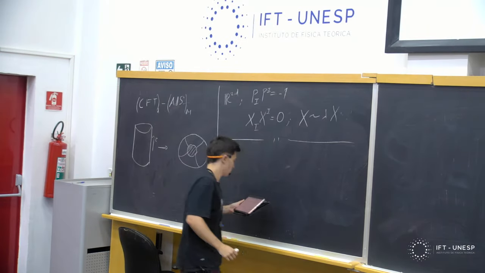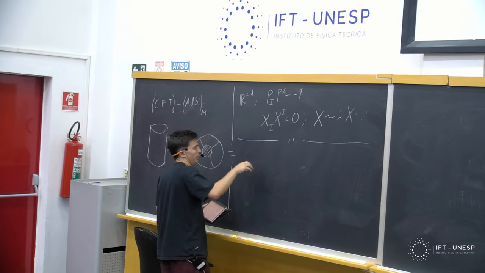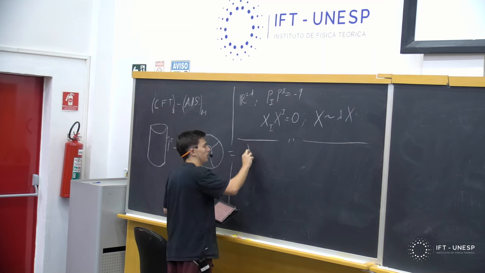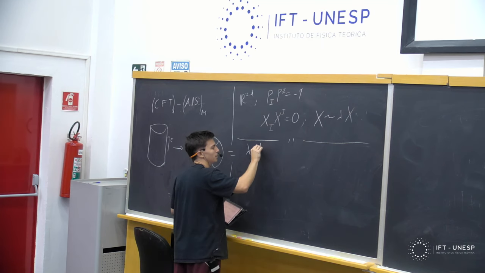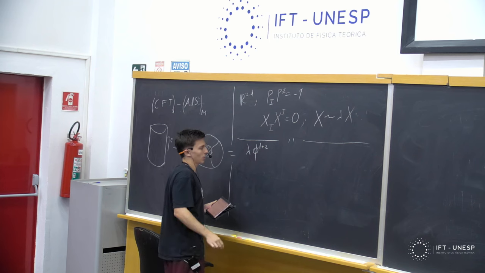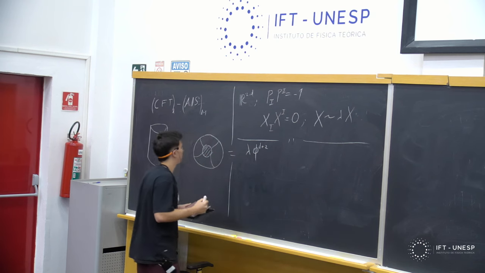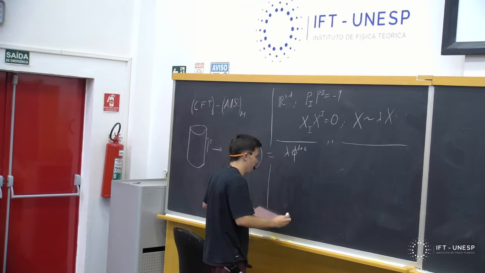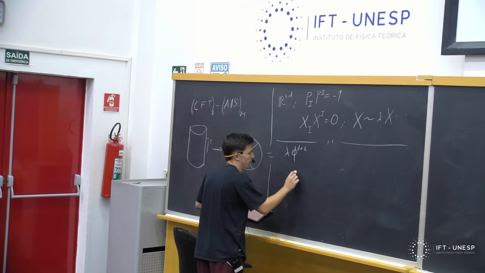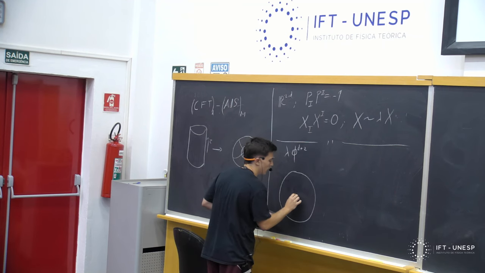So in the paper, Maldacena and collaborators studied the following theory inside of AdS, which is a λφ^{d+2} contact interaction inside of AdS for a massless theory. Remember, we are in a d+1 dimensional AdS. And we, in particular, look at the following diagram.